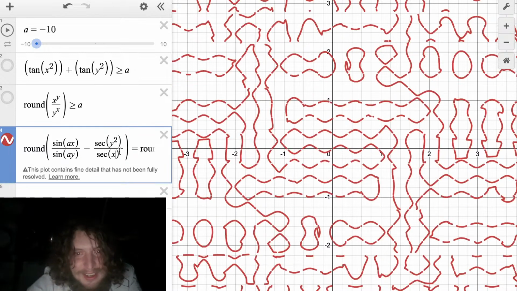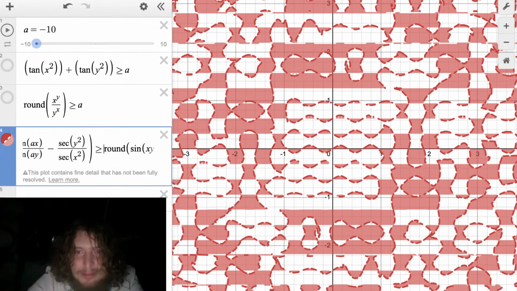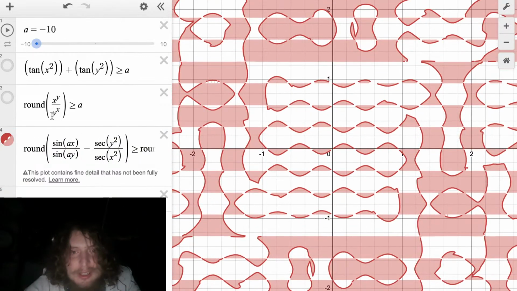Maybe we'll see. Okay, so let's put the inequality back as we continue our experiments, because the inequality gives us cool colorations.